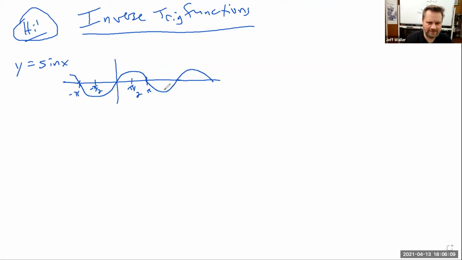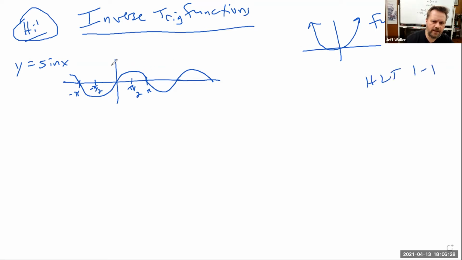What makes something a one-to-one function? Does anyone remember what makes something a function? What test do you apply to see if it's a function? Horizontal line test and vertical line test. Right, vertical line test for a function, horizontal line test for one-to-one. Does this pass the horizontal line test? No. Hell no, right? In fact, how many times would a horizontal line drawn right here cross through the sine function? Infinite number of times. I love it because it keeps doing this forever in both directions.